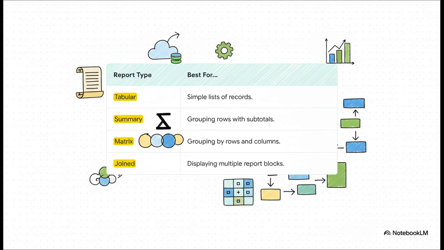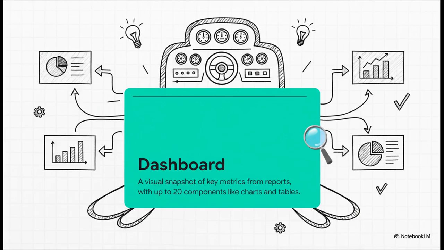Think of tabular as just your basic list, like a simple spreadsheet. Summary reports are where things get interesting, letting you group your data and get subtotals, like sales per rep. Matrix reports are like pivot tables. You can group by both rows and columns. And then joined reports are a special tool that lets you pull different, even unrelated blocks of information into a single view.